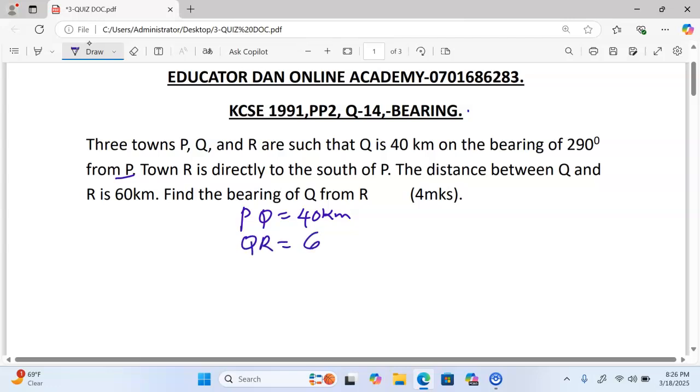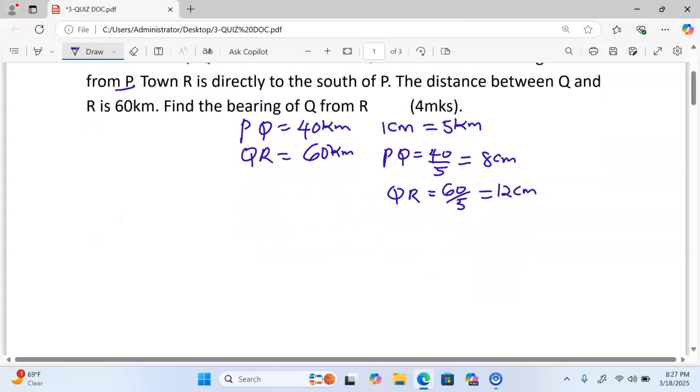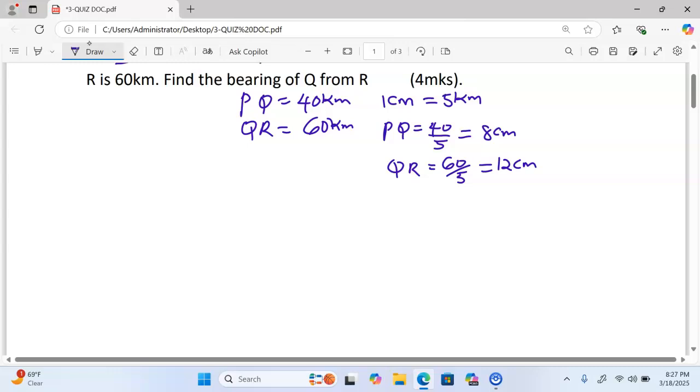QR is 60 kilometers. If we are going to apply scale drawing, we can assume our 1 centimeter to represent 5 kilometers. That means for PQ, we are going to draw 40 divided by 5, which gives us 8 centimeters, and QR will be 60 divided by the scale, which is 5, giving us 12 centimeters. From there now we can come down and draw this diagram.